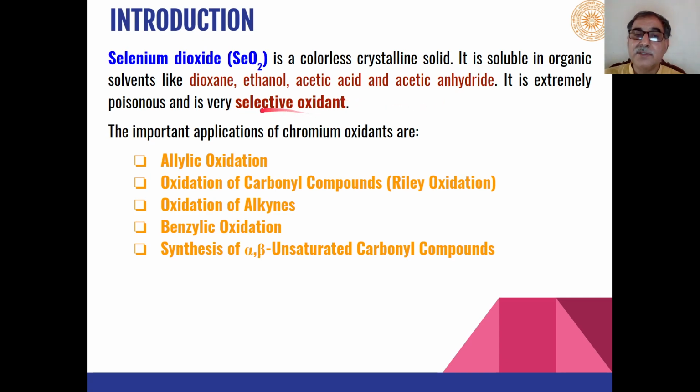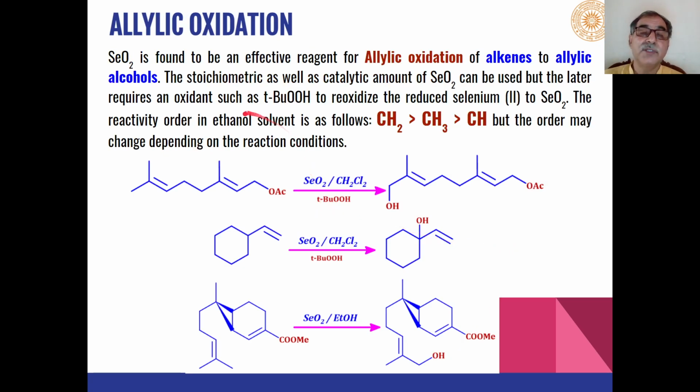Selenium dioxide is a very selective oxidant which can be used for oxidation of different types of organic functional group transformations. For example, the important reactions which can be done with selenium dioxide are allylic oxidation, oxidation of carbonyl compounds which is called Riley oxidation, oxidation of alkynes, and benzylic oxidation. Then we can synthesize alpha beta unsaturated carbonyl compounds using selenium dioxide. So we will discuss these one by one.